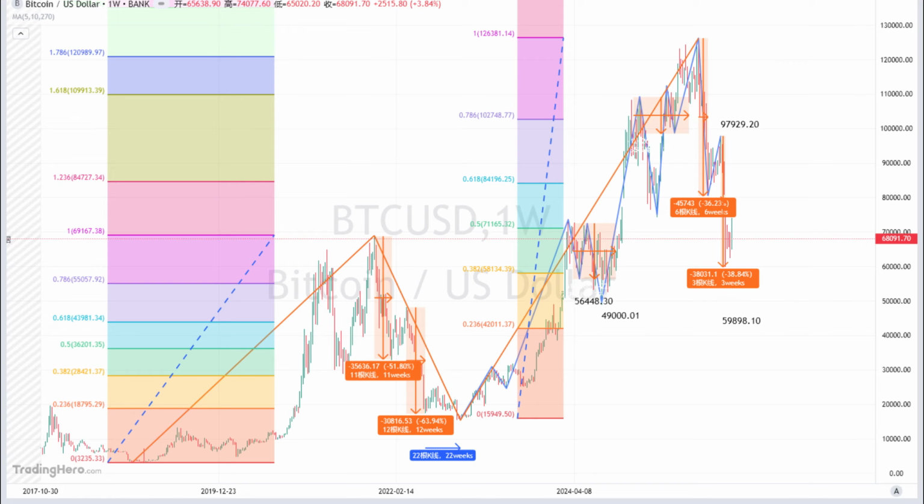Based on the downside momentum on both the daily and weekly charts and the incomplete stroke trend, the future price will definitely break below 59,898.1. As for how low it will go, there is no clear judgment yet.